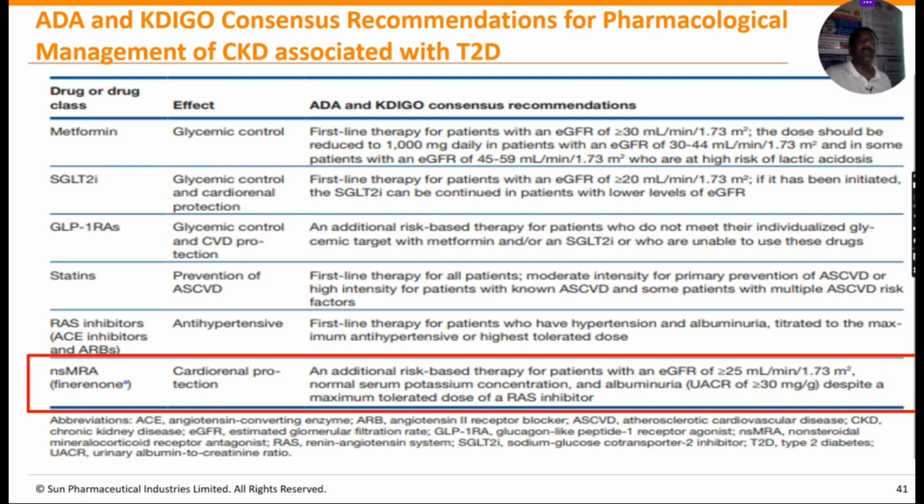Now, ADA and KDIGO consensus recommendations for pharmacological management of CKD. You can use metformin, SGLT inhibitors, GLP-1 receptor agonists, statins, RAS inhibitors, and finally finerenone also. So you are all using all these drugs in the CKD population. Metformin according to your GFR, according to your creatinine levels. SGLT inhibitors again according to your creatinine levels. GLP-1 receptor agonists according to the patient's pocket. Statins for all individuals. RAS inhibitors for all individuals, but you respect the potassium levels. Whenever you use RAS inhibitors or ARBs, monitor potassium and creatinine levels.